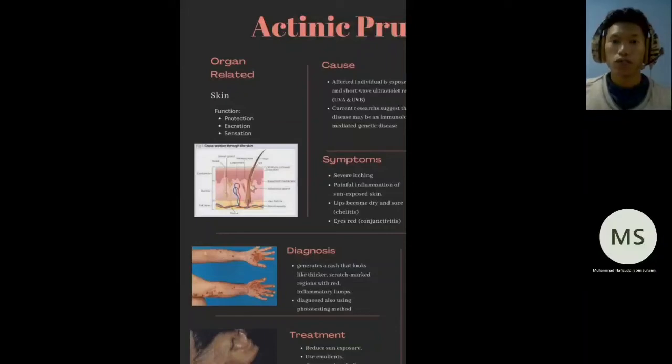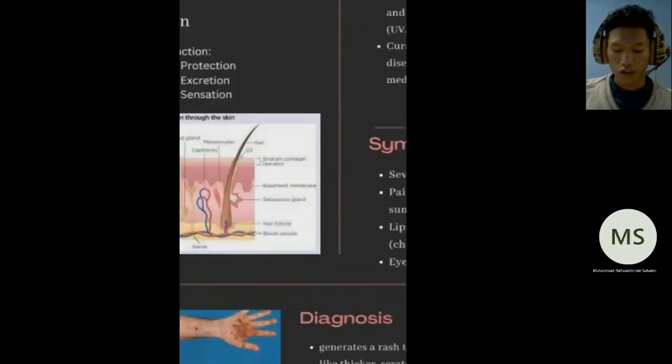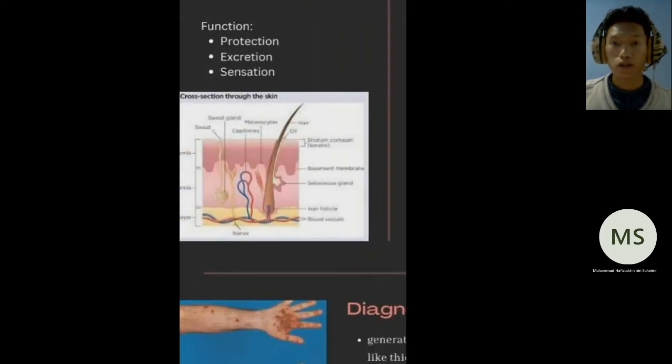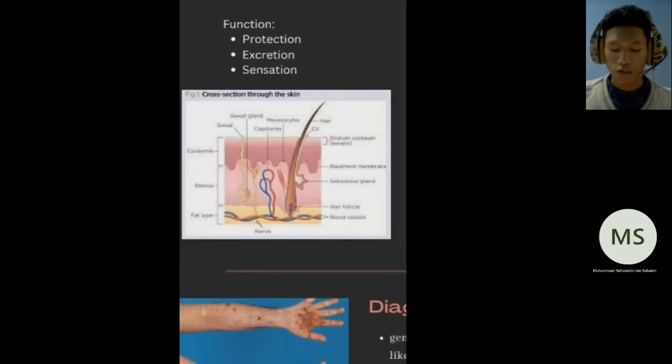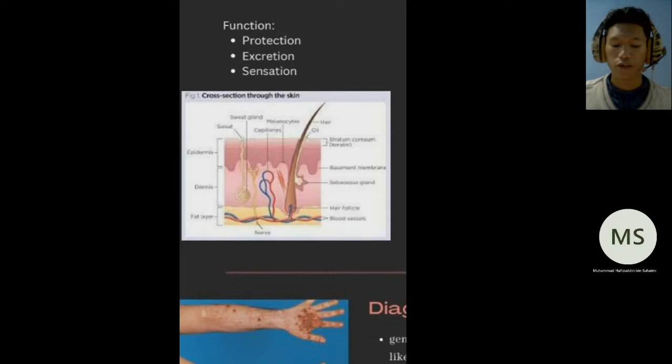I would like to present about a skin disease called Actinic Prurigo. First of all, we would like to know about the organ related with this disease, which is the skin. Here, I already inserted the anatomical structure of the skin. As you can see, it has three layers, which are the epidermis, dermis, and a fat layer.